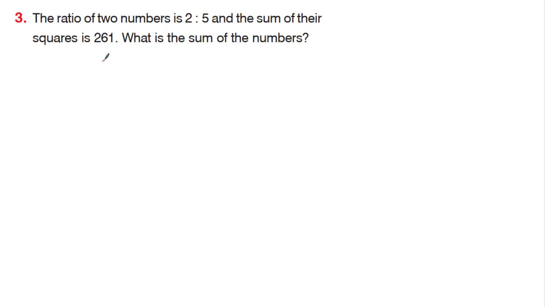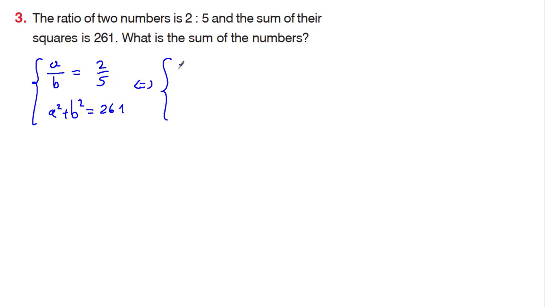The ratio of two numbers, so we have two numbers and the ratio is 2/5. So a number A over a number B, or maybe X over Z, would be 2/5. And the sum of their squares is 261. So a squared plus b squared is 261. Well, we need to solve this system here. The first thing that you should do here is cross multiply. 5a is 2b, and now you get a squared plus b squared is 261.